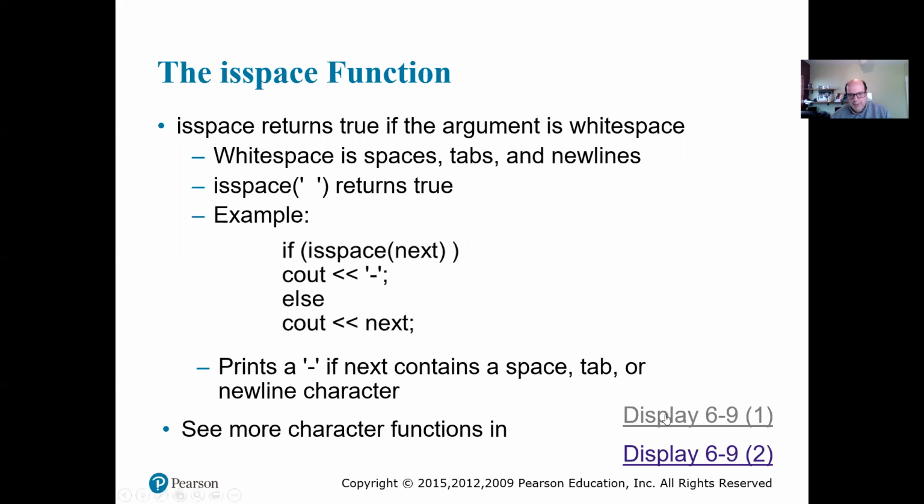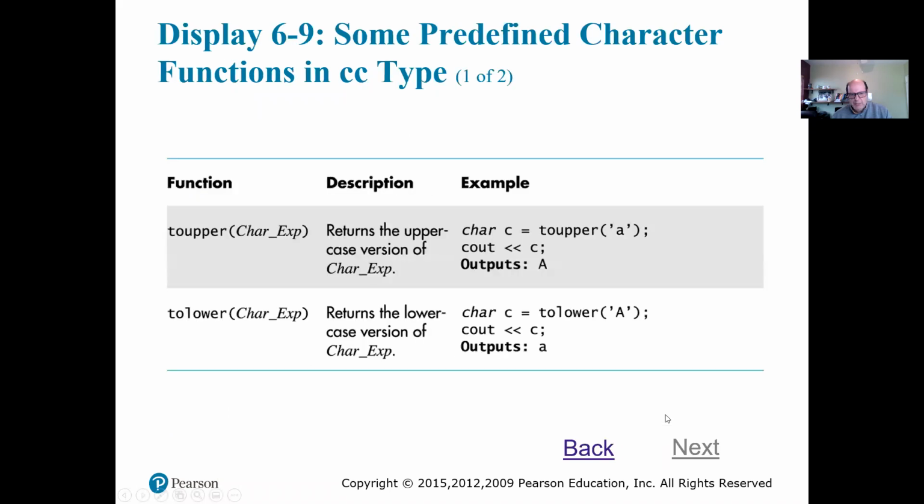Pay attention to Display 6.9, which covers these functions in cctype. We are not going over all of them, just the ones important for this chapter. We have toupper and tolower. They take a character and return its number in uppercase, and if we assign it to a character, that character is the uppercase version.